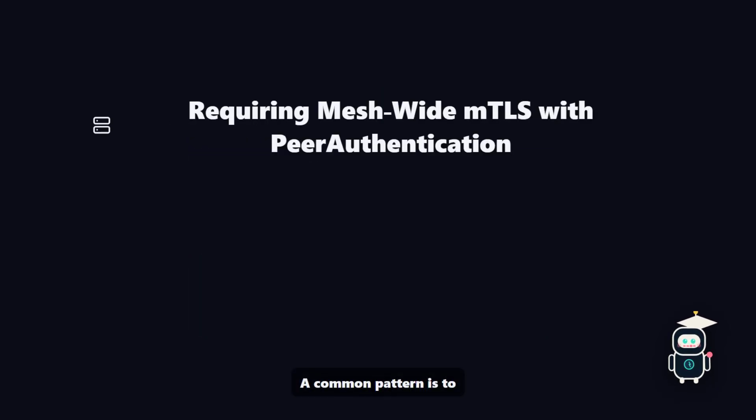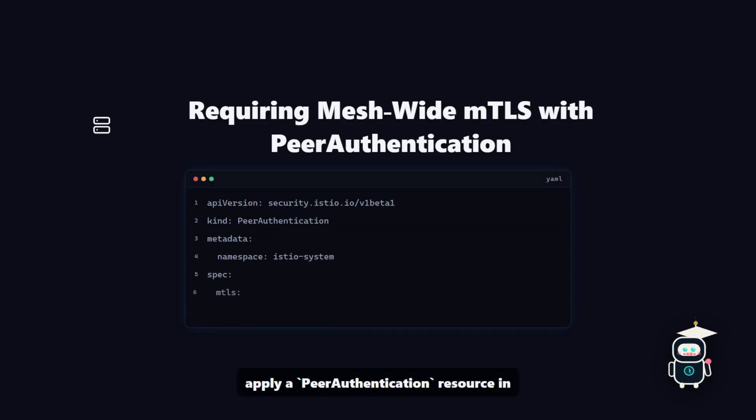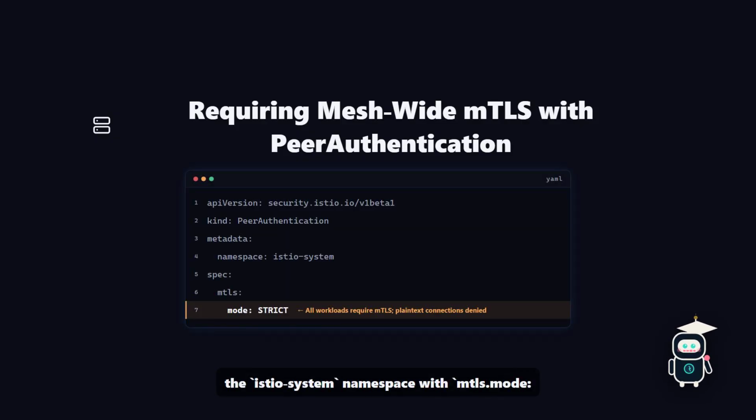A common pattern is to apply a PeerAuthentication resource in the istio-system namespace with mtls.mode: STRICT. This tells the mesh to only allow encrypted connections between sidecars. Any pod that tries to talk in plain text will be rejected. To verify enforcement, try kubectl exec into a pod without a sidecar and attempt to curl a backend service. The connection will fail because the sidecar refuses the unencrypted handshake.